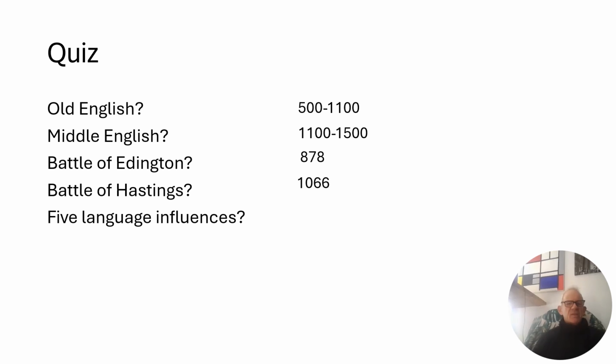5 language influences. Can you think what those 5 language influences are? Hopefully you got Celtic, hopefully you got Pictish, then there's the Latin of the Romans, then we got the French and the Anglo-Saxon. There we have it.